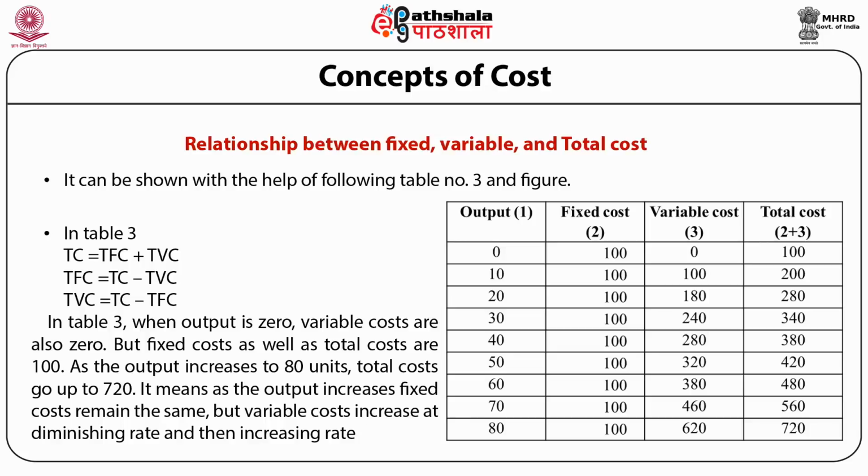But fixed cost as well as total cost are rupees 100. As the output increases to 80 units, total cost goes up to 720. It means as the output increases, fixed costs remain the same but variable costs increase at a diminishing rate and then an increasing rate.